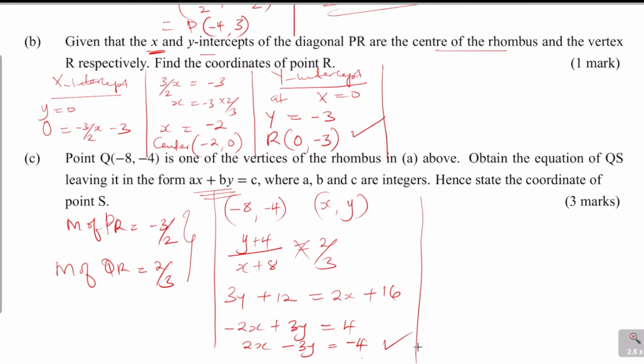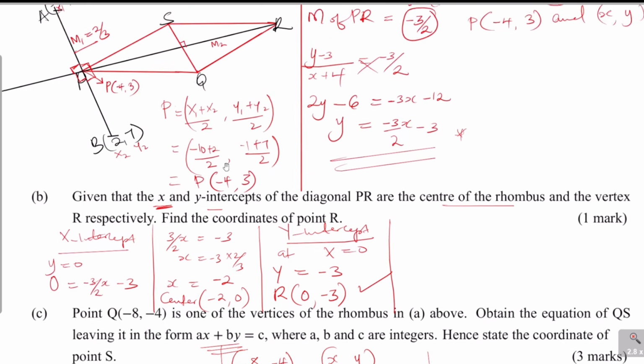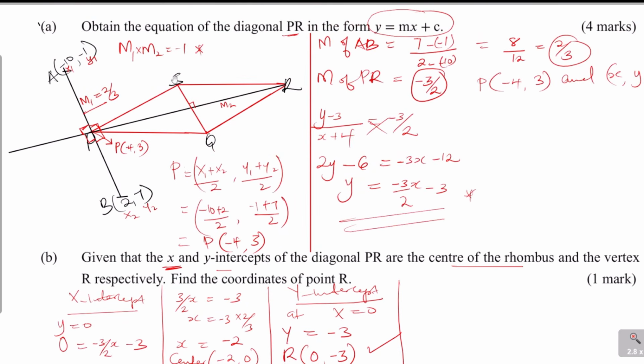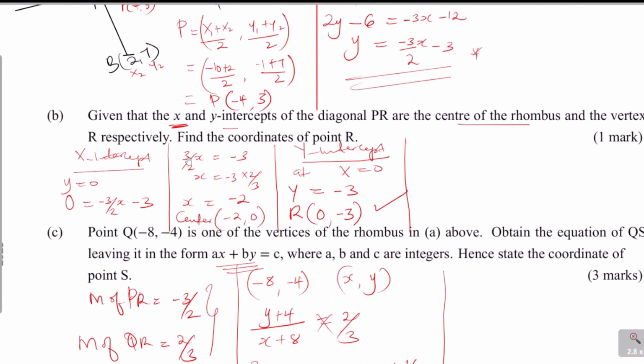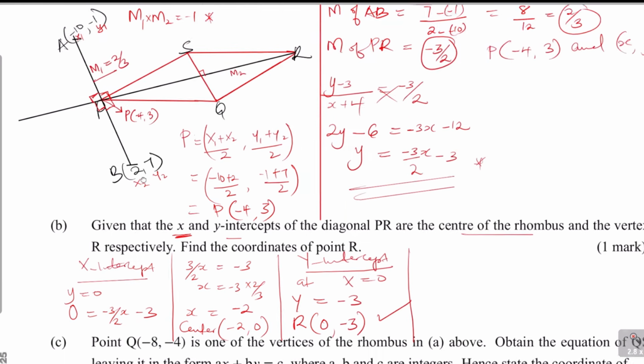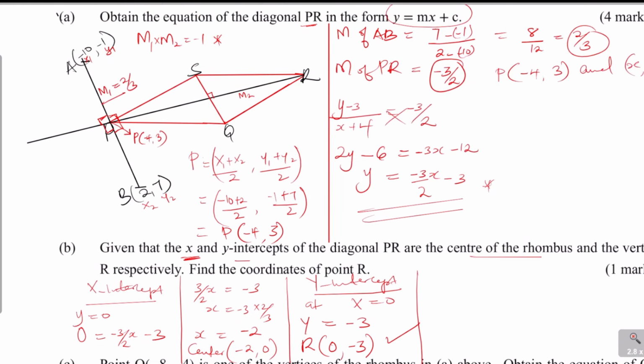Now after that, there's still another question. Find the coordinates of point S. So how do you get the coordinates of point S? So here we have point S. Point S will be guided by the center, already we have the center. Remember, we got the center from part B. The center of the rhombus was given by the x-intercept. So the center is (-2, 0).